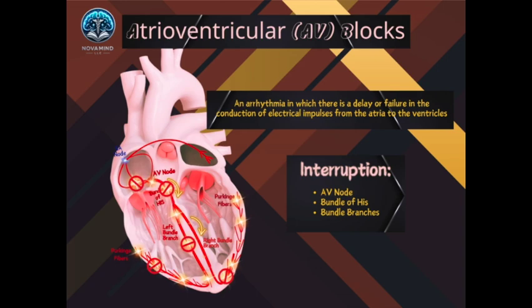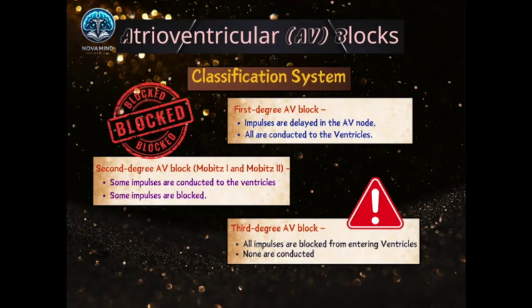AV block. An AV block refers to an arrhythmia in which there is a delay or failure in the conduction of electrical impulses from the atria to the ventricles. This interruption can occur at various points within the conduction system, such as in the AV node, bundle of His, or in the bundle branches. AV blocks are classified according to the type and location of the block.